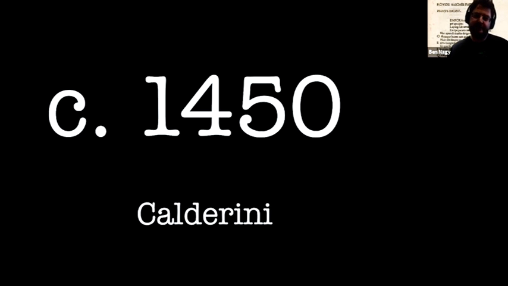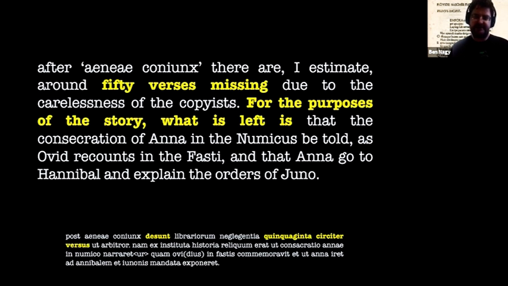Around the middle of the 15th century then, we get a scholar called Calderini. The Italian humanists were hugely interested in Latin literature of all kinds, and the Punica caused a really big stir. They knew that it existed, but they didn't have it until now. So at some point, Calderini is reading this thing and he's like, oh, there's some stuff missing. So there's a bit in book 8 where there's a gap. And he reckoned that there were about 50 verses, like 50 lines, he means, that needed to be added.